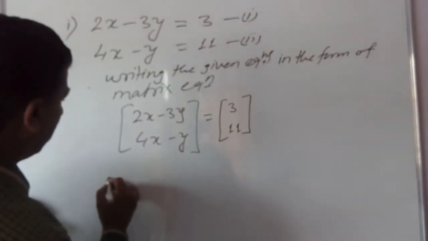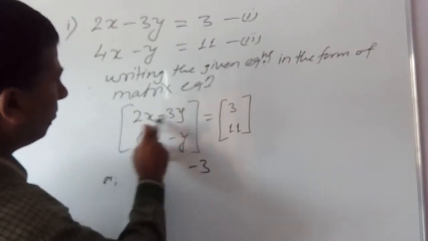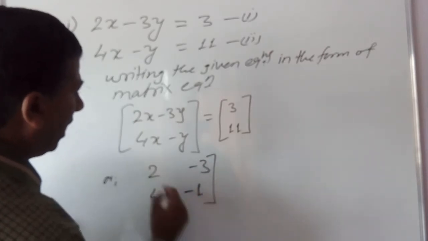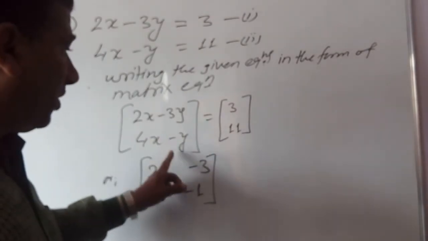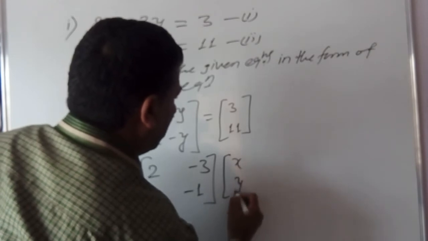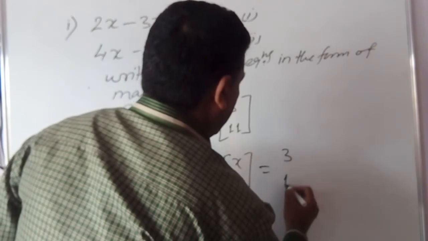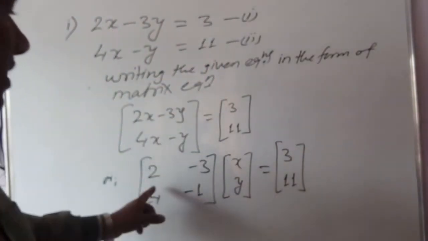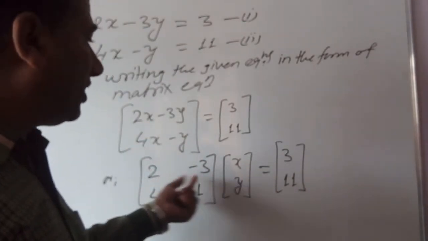How to? See here. 2 minus 3, 4 minus 1. I wrote the coefficient matrix of equations 1 and 2. And on this side I write the variable matrix of variables x and y. And on the right hand side, 3 and 11, the matrix of constant terms. This one is the coefficient matrix, this one is the variable matrix.